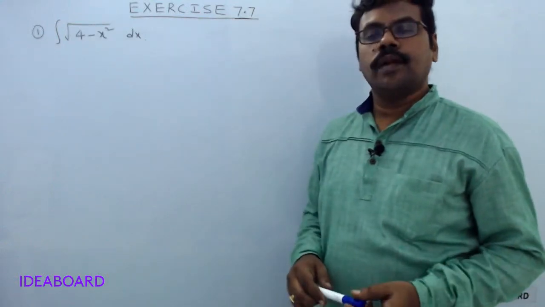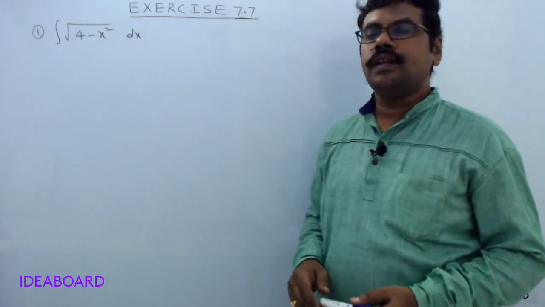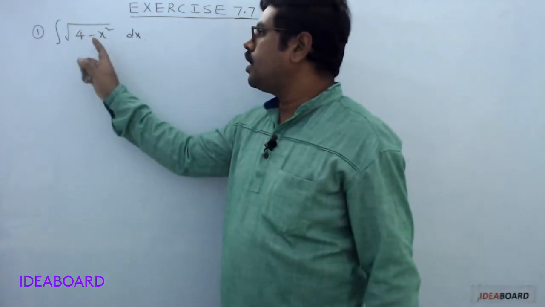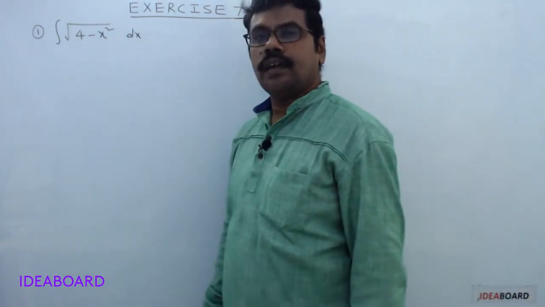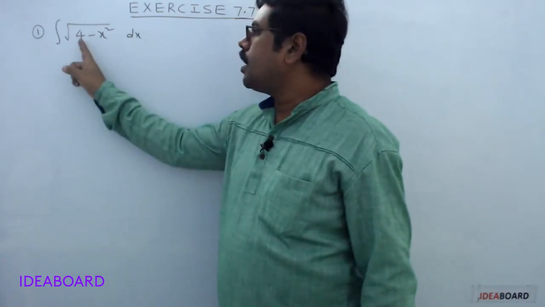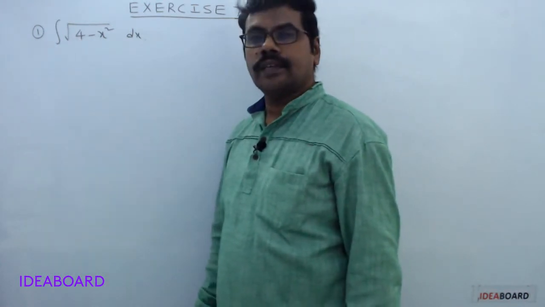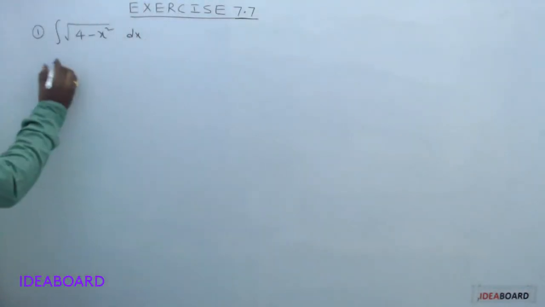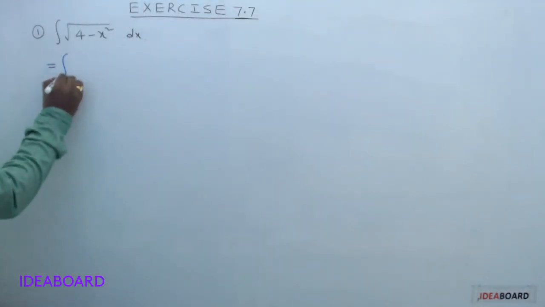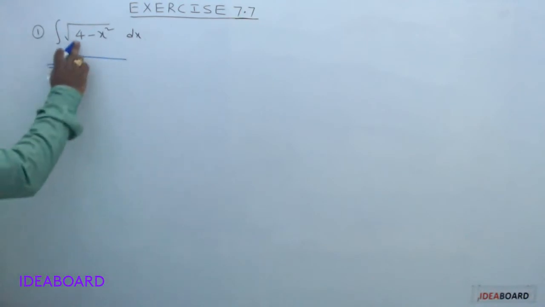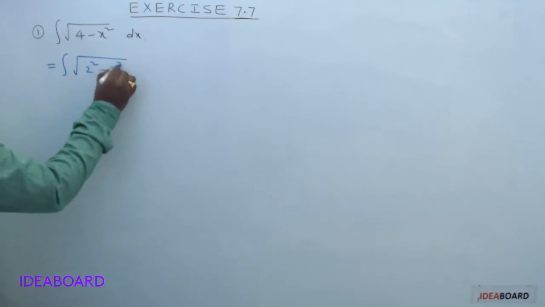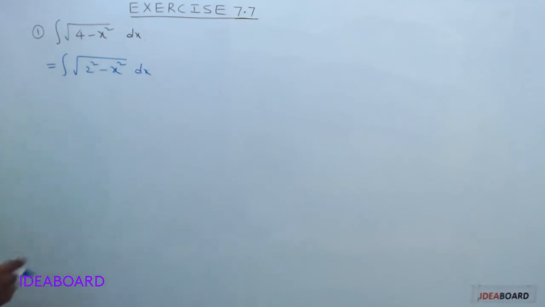Now see the problems in exercise 7.7. First problem, integral square root of 4 minus x square dx. Here the constant 4 can be taken as 2 square. First write down that 4 as 2 square. It is integral square root of 2 square minus x square dx.